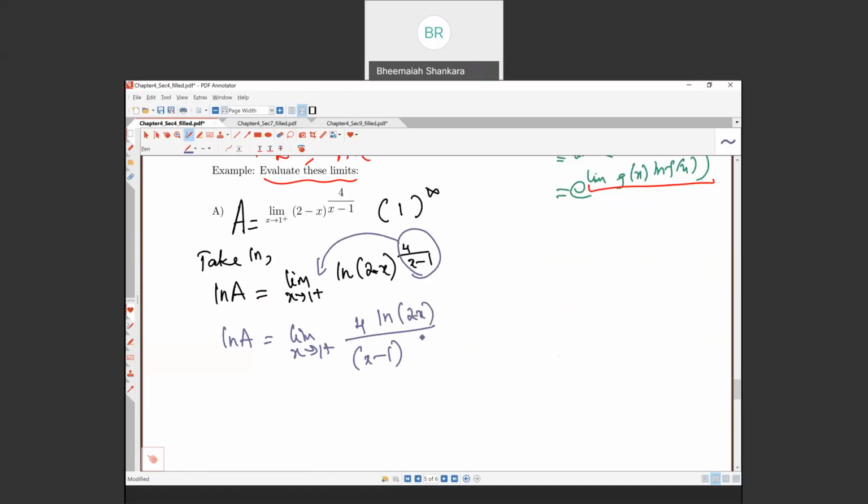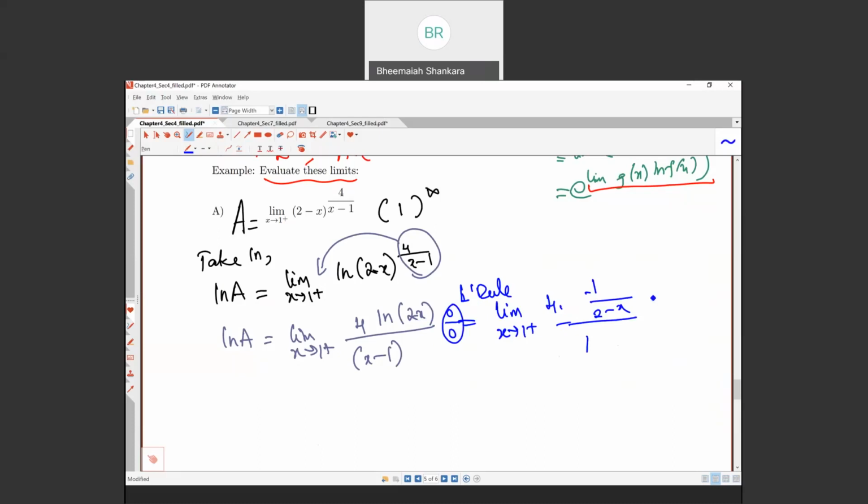Now you're good to apply L'Hopital's rule. Again, before you apply, make sure you check the limits. When I plug in 1 here, I have ln 2 minus 1, ln 1, ln 1 is 0, so numerator becomes 0. Denominator 1 minus 1, 0. I get an indeterminate form, so I apply L'Hopital's rule. So the L'Hopital's rule becomes limit x approaching 1 plus 4 times negative 1 divided by 2 minus x, divided by 1.